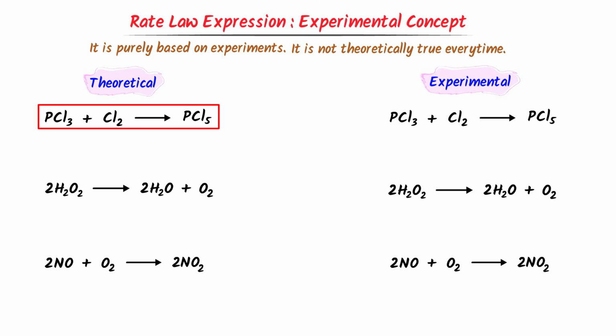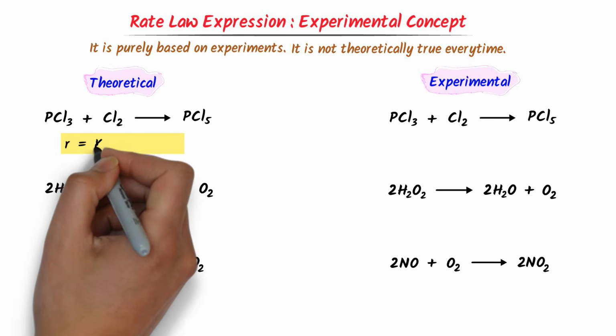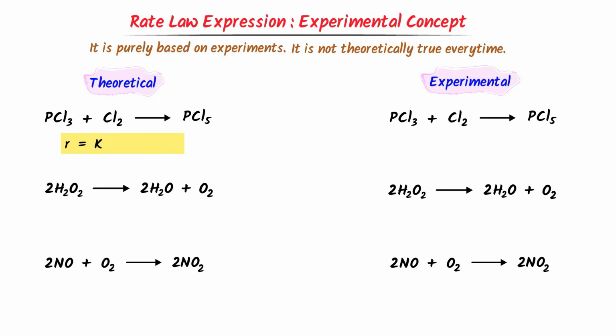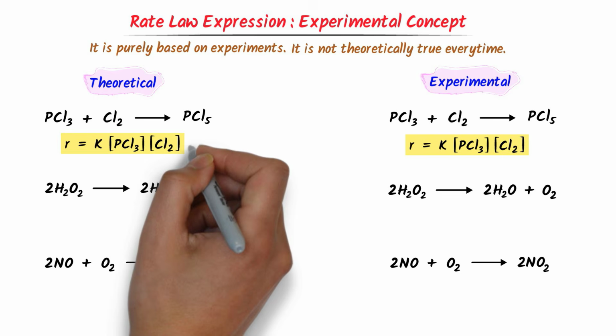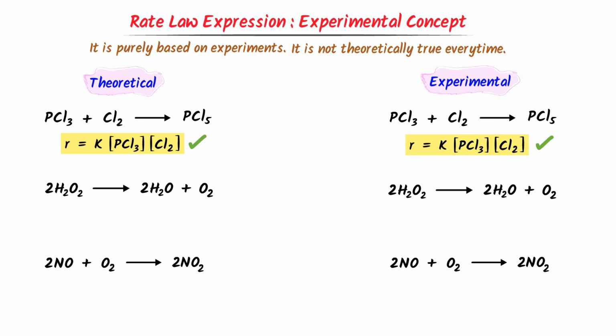In case of this reaction, the theoretical rate law expression is: rate of a reaction equals k times the concentration of PCl3 times the concentration of Cl2. While in the experiment, the rate law expression is r equals k times the concentration of PCl3 times the concentration of chlorine gas. Thus, for this reaction, both the theoretical and experimental expressions are 100% correct.